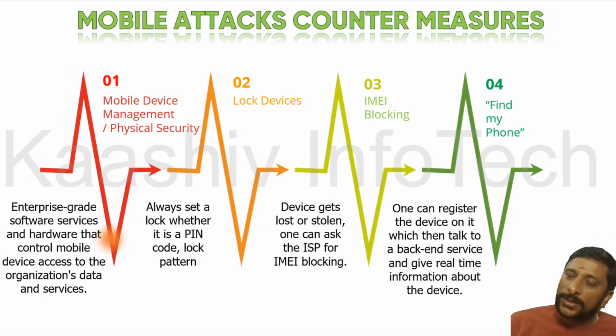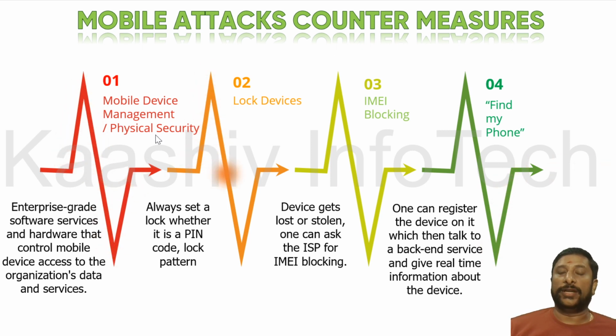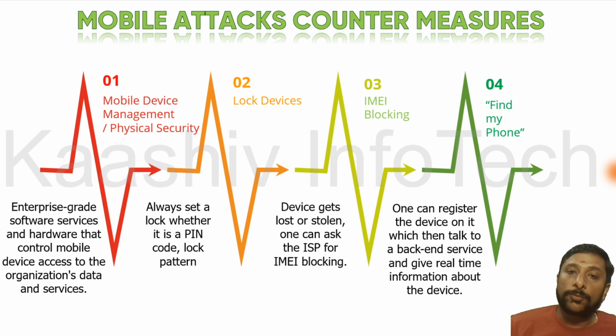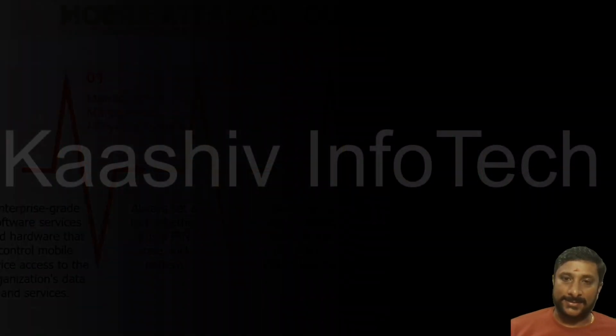So how can I secure it, sir? These are the possibilities of securing it. Mobile device management: unwanted apps should not be installed, only trusted apps should be placed, and we should have physical security, so lock the devices. Also IMEI blocking: once the mobile is stolen, block the IMEI number. And finally, use Find My Phone kind of apps to remotely wipe it or find the location of the mobile. These are the ways of securing your mobile from hackers and attackers.